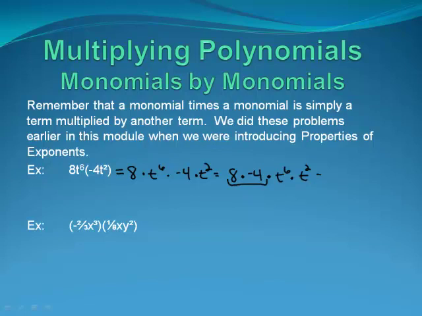If you multiply your constants, 8 times negative 4 is negative 32. And to multiply t to the 6th times t squared, properties of exponents say that if you're multiplying like bases, you can combine those two by adding your exponents. And so this problem simplifies down to negative 32t to the 8th. And that would be your final product.